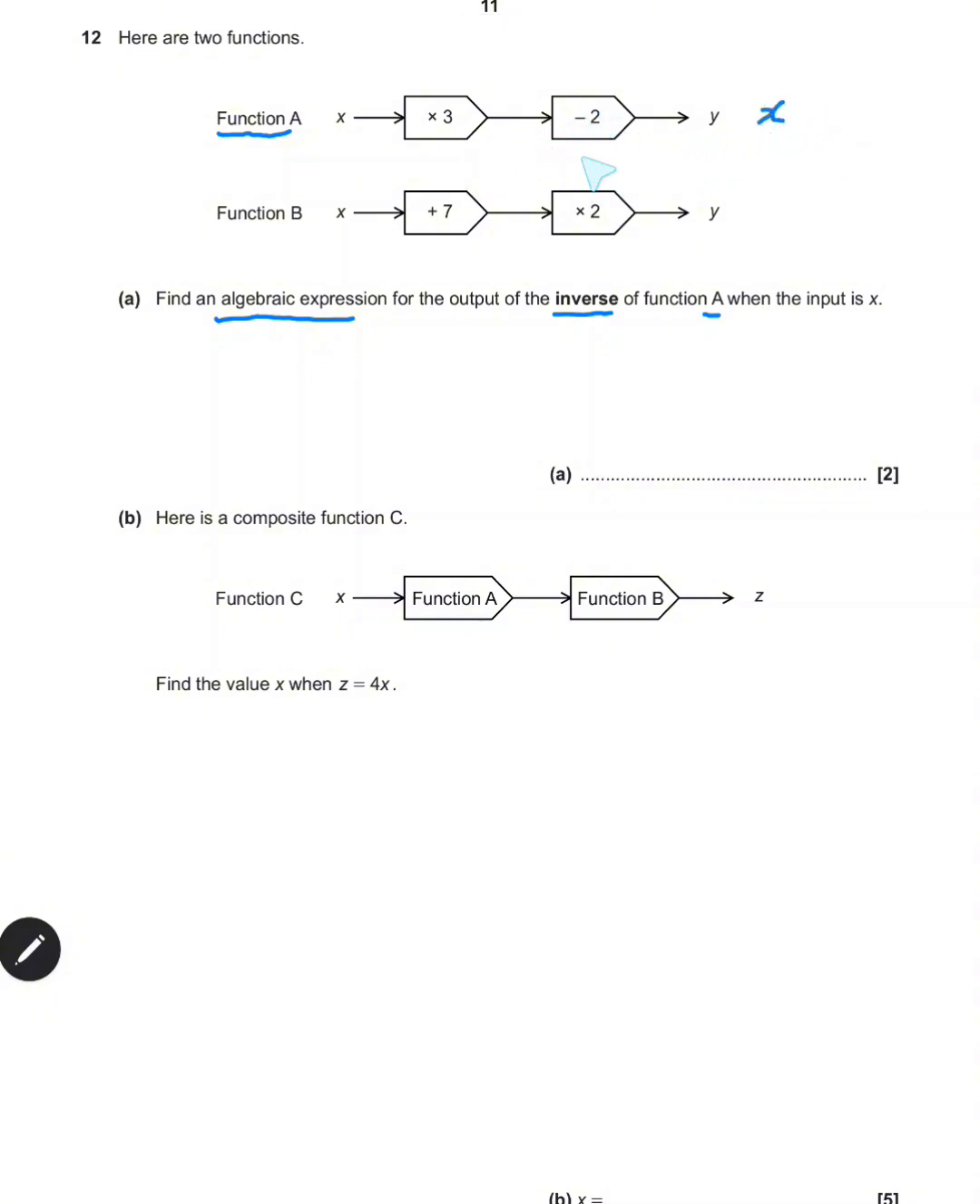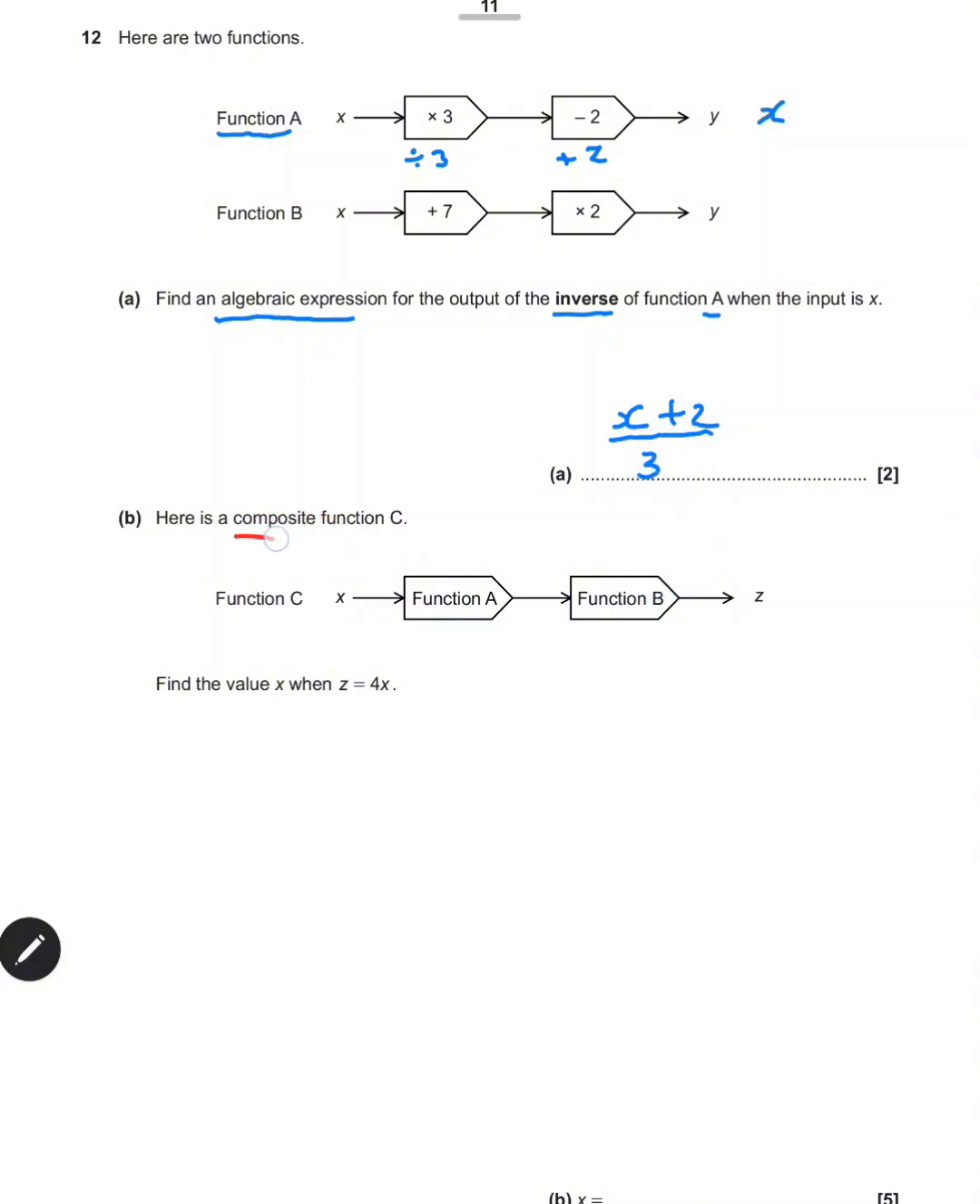And if we're working backwards on a function machine, we need the inverse operations. So the opposite of take 2 is add 2, and the opposite of times 3 is divide by 3. So if x starts here and travels along this way of the function machine, you're going to get x plus 2, and then we're dividing everything by 3.